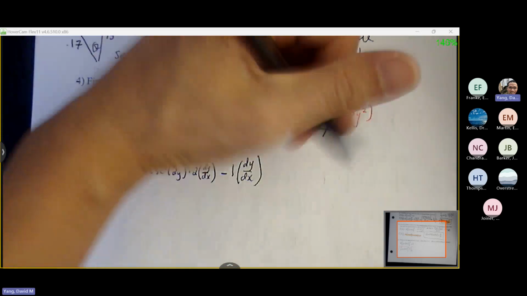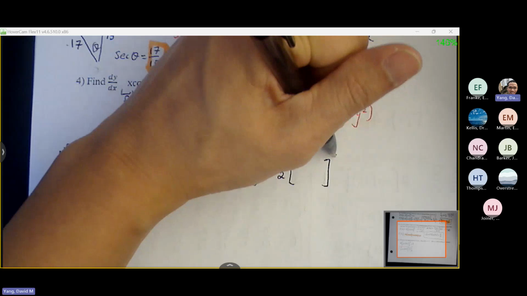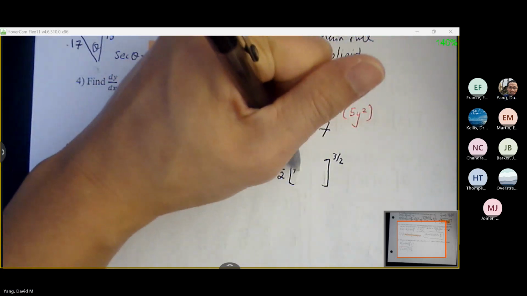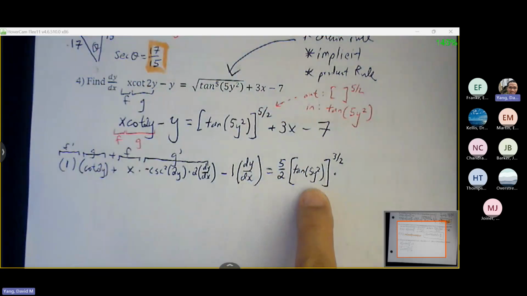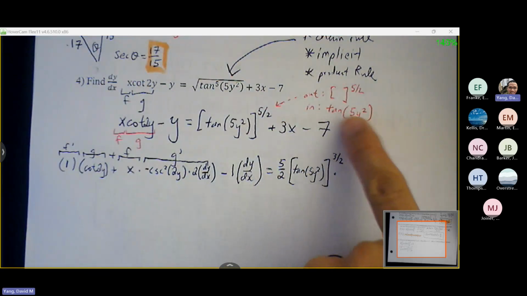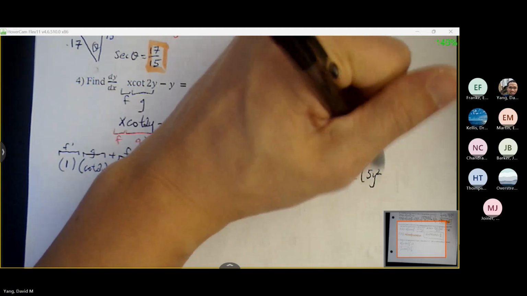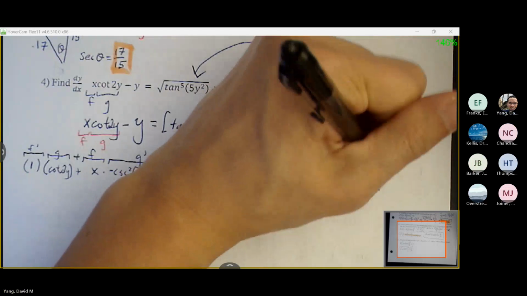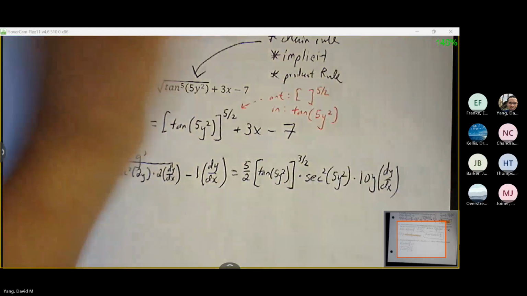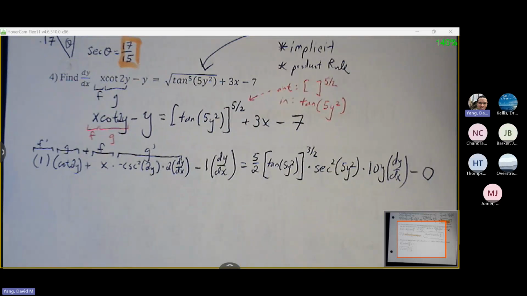Bracket to the 5 halves becomes 5 halves, bracket to the 3 halves. So now that we're done with the outside portion, we move on to the inside. Tangent of u becomes secant squared of u times u prime. 5y squared becomes 10y dy dx. And then the 7 goes to 0. My bad. 3x becomes 3, and then the 7 goes to 0. Let me change that.